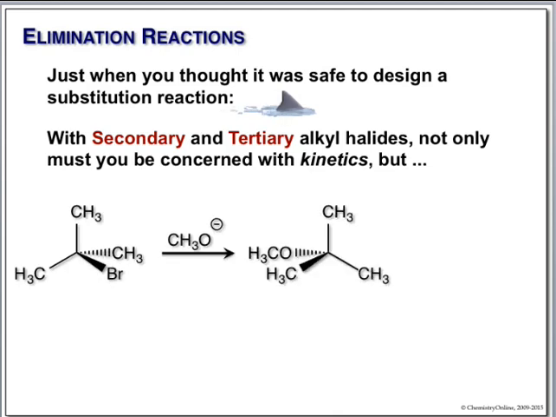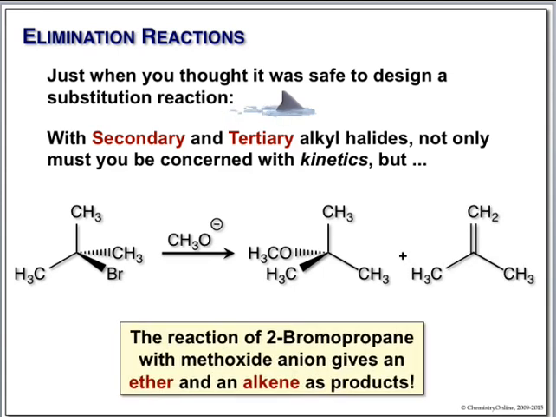So, just when you think it's safe to design a substitution reaction, take a nice tertiary center, take a nice strong nucleophile, you expect to get the tertiary back. Well, it turns out that it's not quite that simple after all. Because you also get formation of alkenes. All right. So what's happening here is termed an elimination reaction. Not too difficult to conceive, actually.